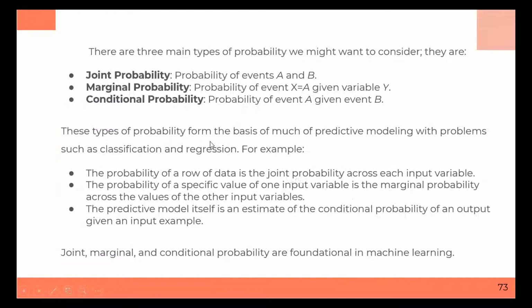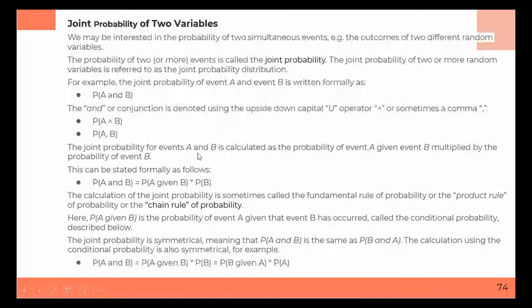Okay. Joint probability of two variables. Just now we saw an example. Let's go into some more detail and understand. We may be interested in the probability of two simultaneous events, A and B. Example: the outcome of two different random variables. The probability of two or more events is called a joint probability.